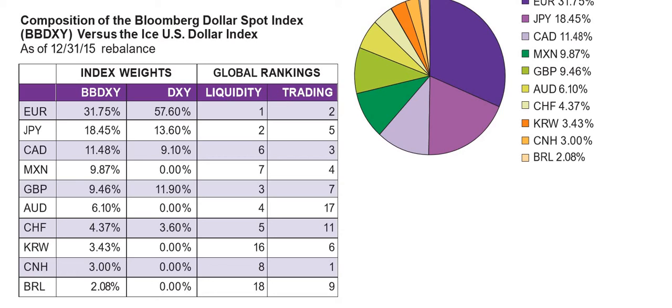Japanese yen in Bloomberg is roughly 18.5, and here in DXY it is 13.60, and GBP to an extent is not a very big drawdown. Swiss franc, there is no place for Chinese yuan here. Brazilian real, Aussie dollar, there is no place for Aussie dollar.